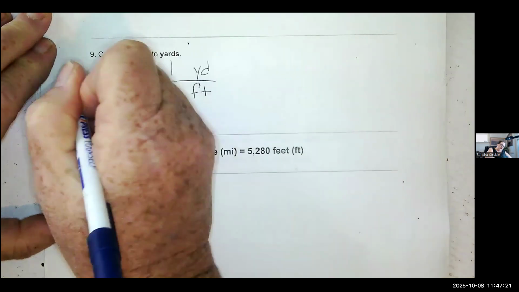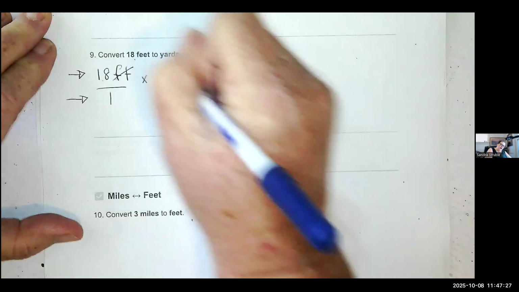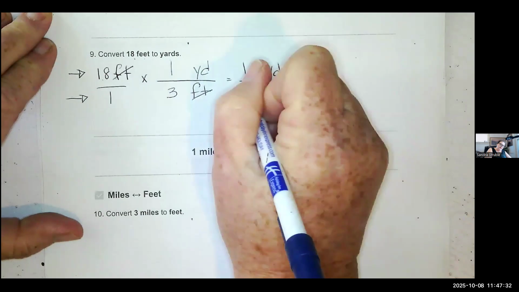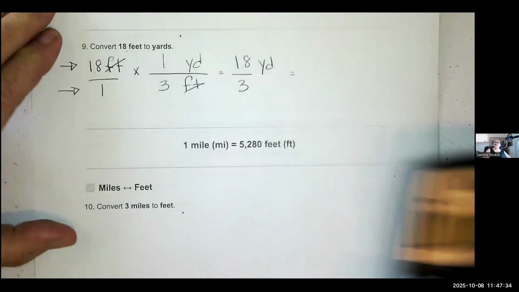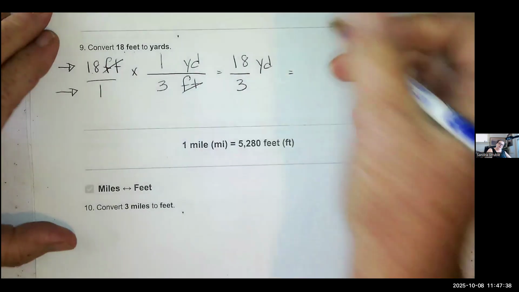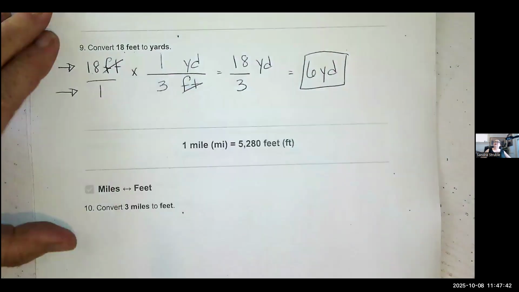Now we multiply straight across. 18 times 1 is 18. Feet are gone. I'm left with yards. 1 times 3 is 3. Whip out your calculator and go 18 divided by 3, and that is 6. So 6 yards are equivalent to 18 feet.